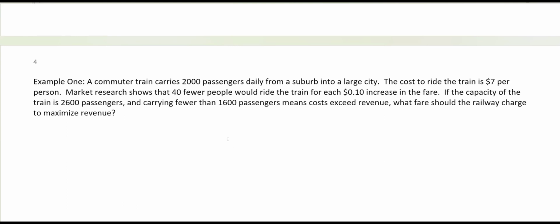So I'll read out the problem right now. A commuter train carries 2,000 passengers daily from a suburb into a large city. The cost to ride the train is $7 per person, and market research shows that 40 fewer people would ride the train for every 10 cent or $0.1 increase in the fare. If the capacity of the train is 2,600 passengers, and carrying fewer than 1,600 passengers means that costs exceed revenue, what fare should the railway charge to maximize revenue?